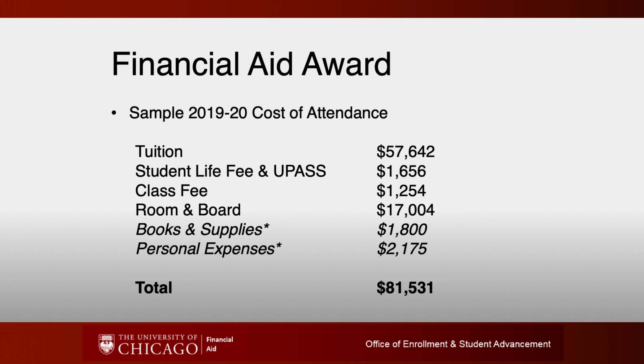Our tuition, $57,000, the student life fee and UPass, $16,000. The class fee, that's something that they'll only pay for their first year. That's basically covering all the orientation and new student activities. And then room and board allotment. Those are all direct costs. The things in italics there, the books and supplies and personal expenses, those are indirect costs. Students may not spend $1,800 a year on books, nor may they have $2,100 in personal expenses. Sometimes students might have a little bit more, sometimes a little bit less. But all that equals that total cost of attendance.